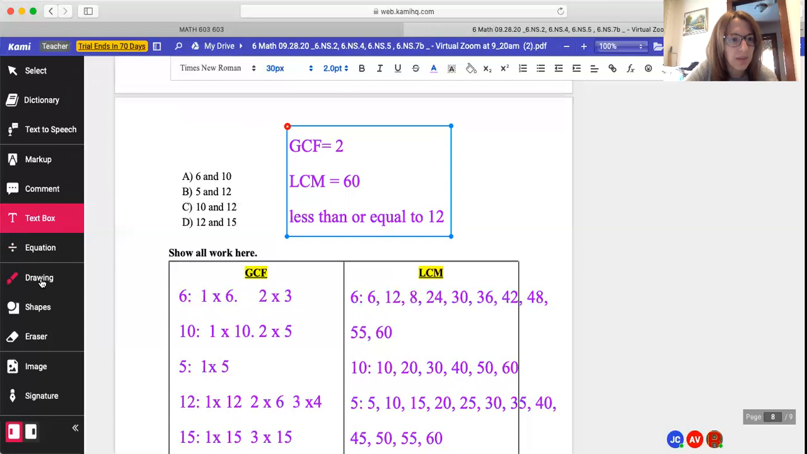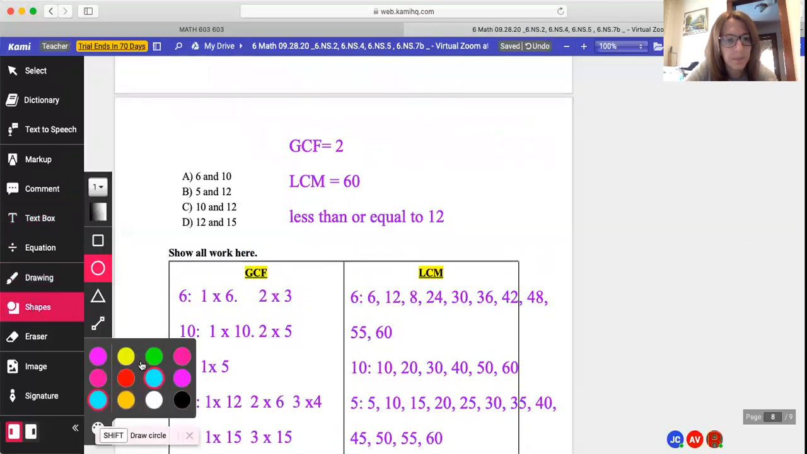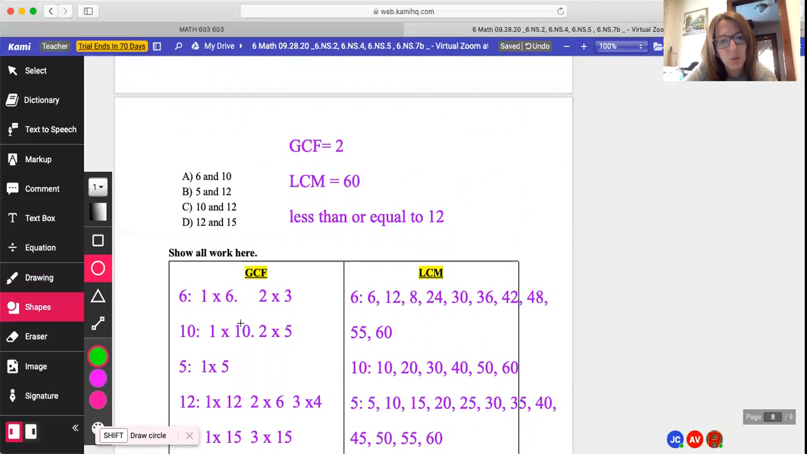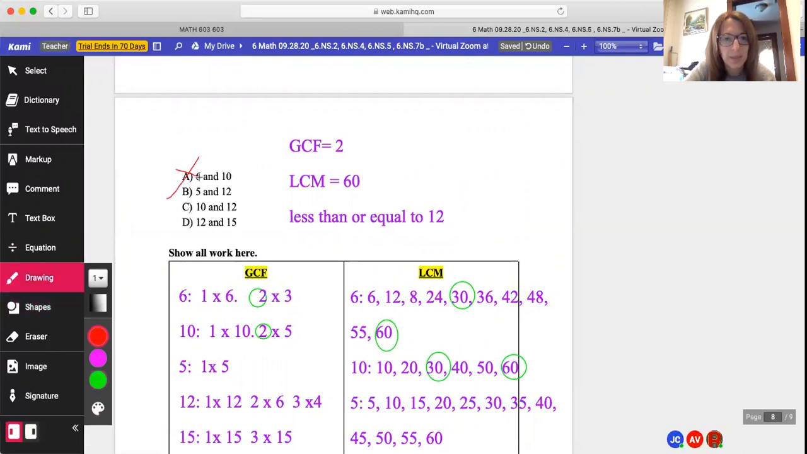So let's look at this. The GCF of 6 and 10, right? They both share 1 and they both share a 2. So the GCF is 2. Let's see what the LCM is. The multiples here are 30 and 30, or then 60 and 60. So the least common multiple here is 30, so we're going to say goodbye to choice A.